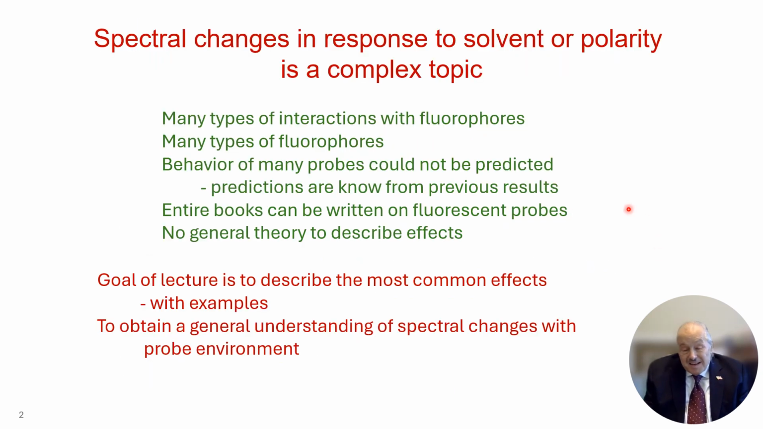This is really a very complicated topic because there are so many possible things that can affect fluorescence, so many types of interactions. For some of the molecules, we might already know how they behave, and for others, we don't. So really, we have no general theory to describe the effects of environment on fluorescence. The only theory we have is really empirical. It's the things that we've observed in the past.